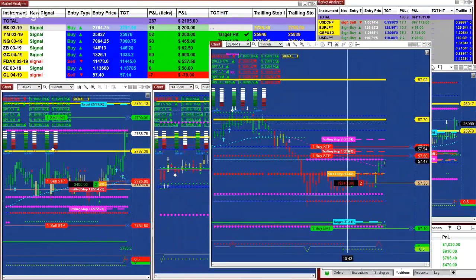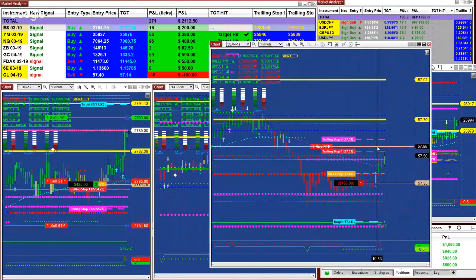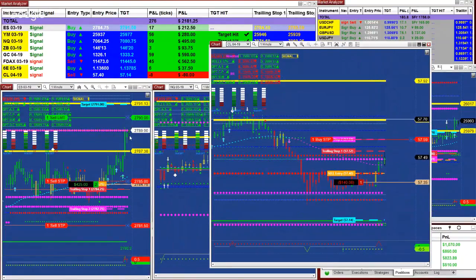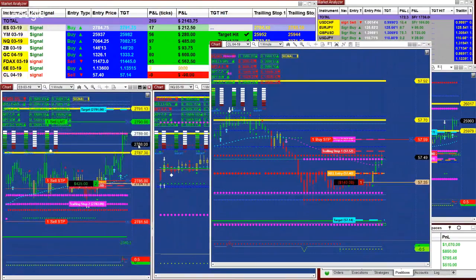You can see where the CL is struggling at 57.48, followed by 57.50. Be careful with this CL. It's trying to break that area here, 89 level.